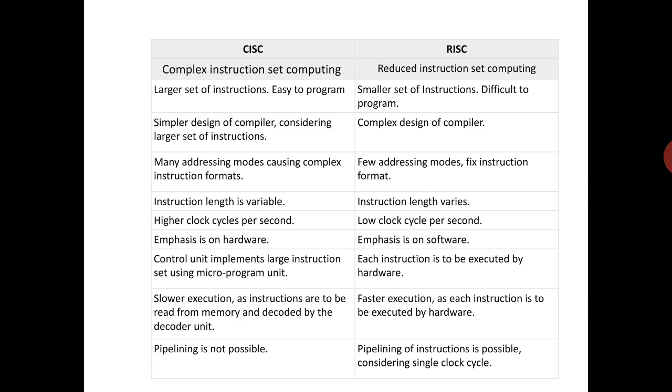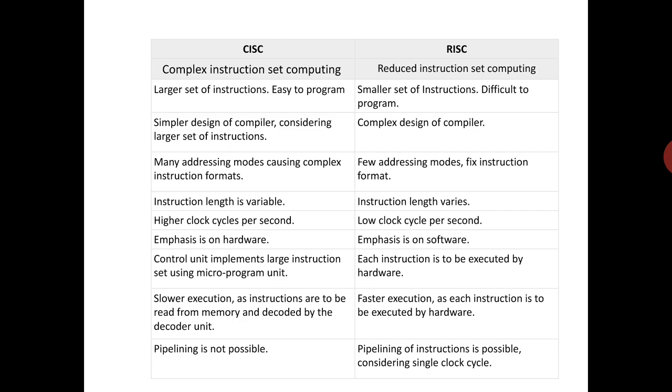Third is CISC is easy to program, and RISC is difficult to program. Next is simpler design of compiler considering the larger set of instructions, and in RISC complex design of compiler. Next is many addressing modes causing complex instruction formats. In RISC, few addressing modes, fixed instruction format.